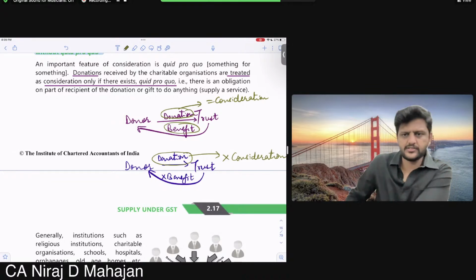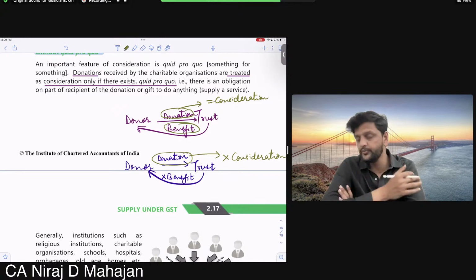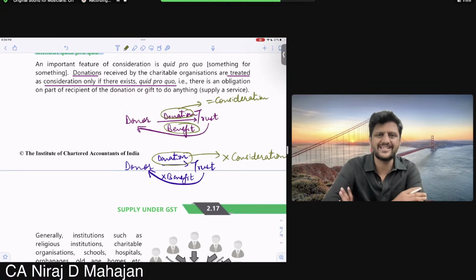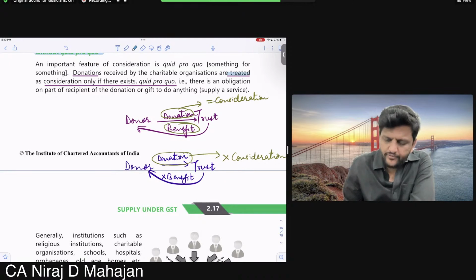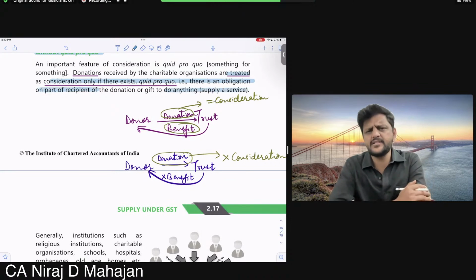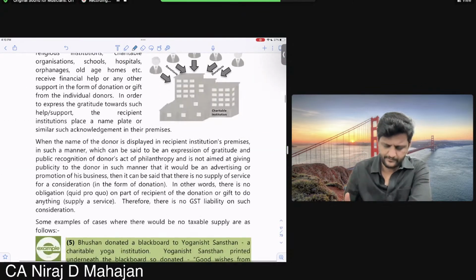So when the trust does something in return for the donor, there is a quid pro quo. So that will be consideration. That amount given will be treated as consideration. Check, it will be treated as consideration only if there is quid pro quo. That is, there is an obligation on the part of the recipient to do something, let us say as a supplier of service. Let's check an example. Ready?